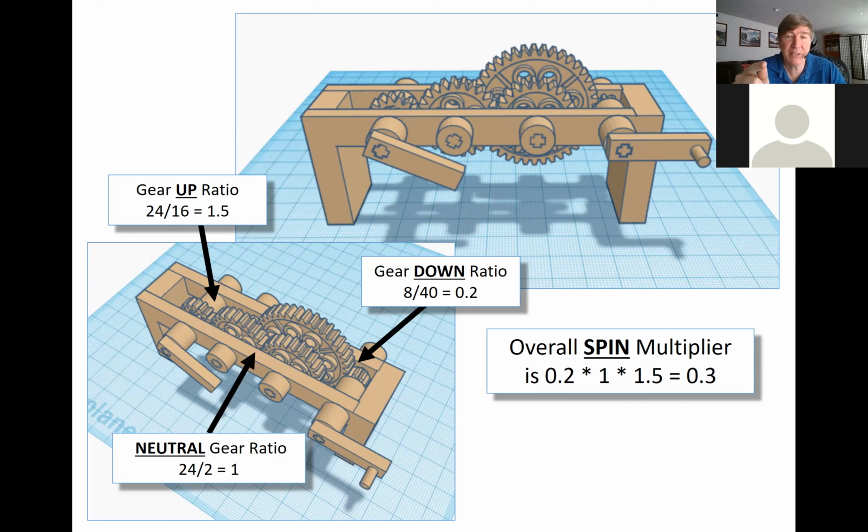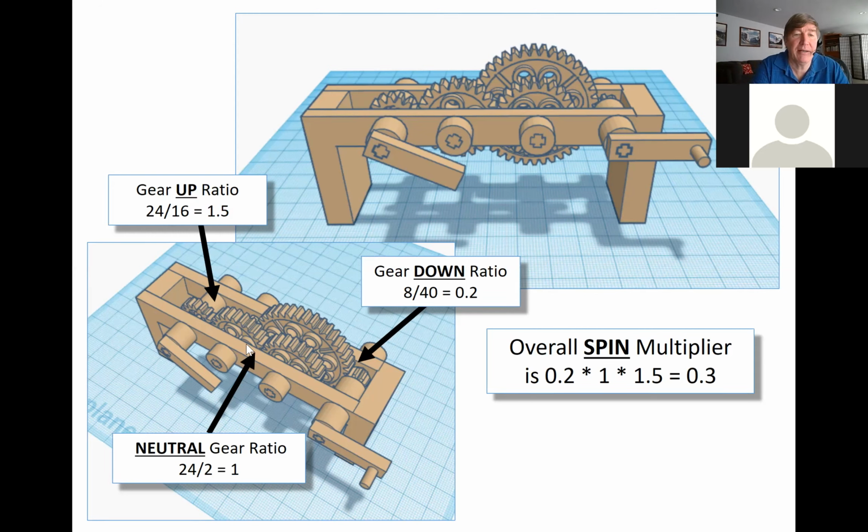What that means is every time you turn the handle one complete turn, the shaft that the big gear is attached to is only going to turn less than that. And the ratio is going to be 8 divided by 40, so 0.2, which is 1/5. So basically, you turn the handle one complete turn, and this shaft is only going to turn 1/5 of a turn.